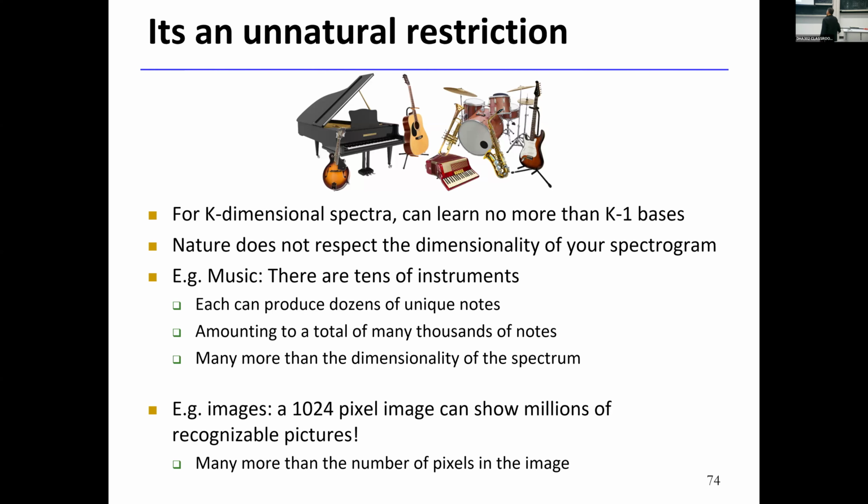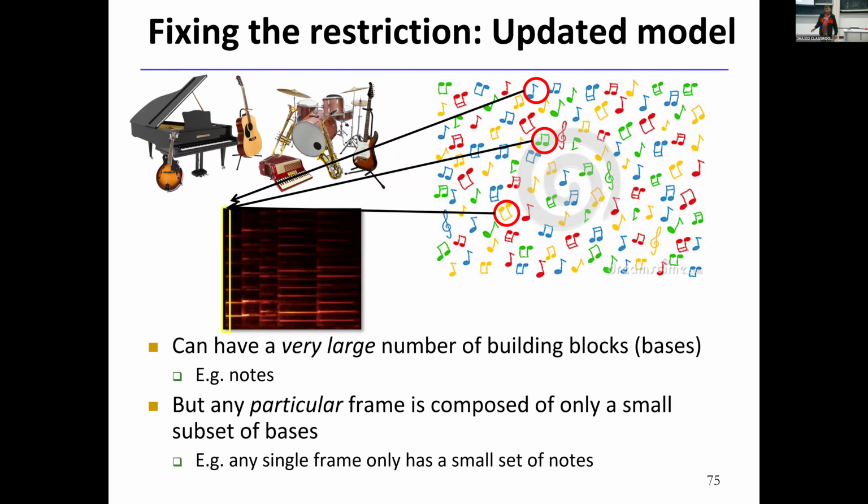So similarly, if I have a 1024-pixel image, 1024 pixels can represent millions of different objects, not just 1023 unique building blocks. So we have a problem where, although this kind of works, you're restricted in the number of building blocks you can learn by the math, and we are trying to be semantically correct. So this is kind of violating semantics. So how do you get around that?